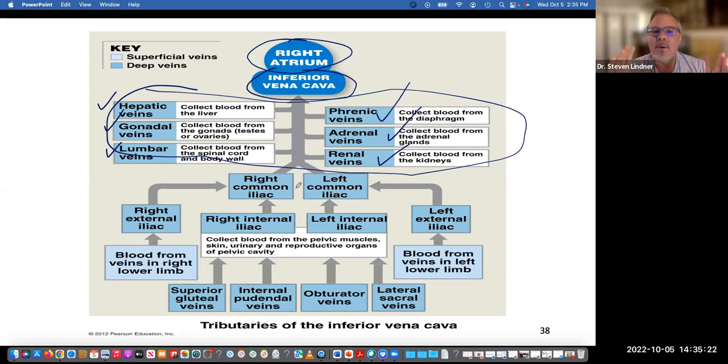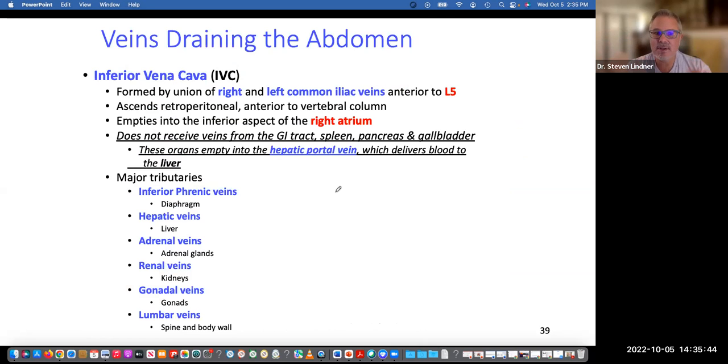Okay. We had a left and right common iliac artery. There's also right and left common iliac veins. And the same thing, like on the arterial side, there were internal and external iliac arteries, there's internal and external iliac veins. Okay, there's a lot of parallels to that. So the inferior vena cava is formed by both the right and left common iliac veins anterior to L5, and the inferior vena cava will dump blood into the right atrium.